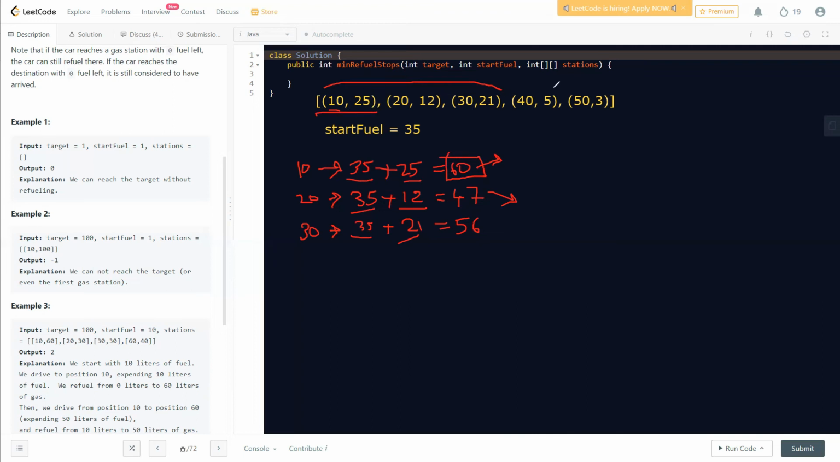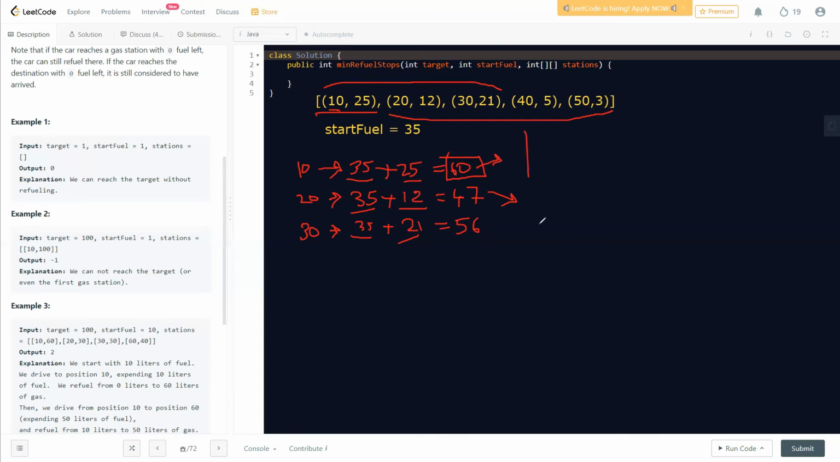Now further, with this 25 we can reach a distance of 60. So with a distance of 60, what is the maximum stop we can make out here? If our target is less than 60, we know that by this time we have reached the target. But if our target is more than 60, we need to check what is the maximum we can reach if we make a stop at any of these.